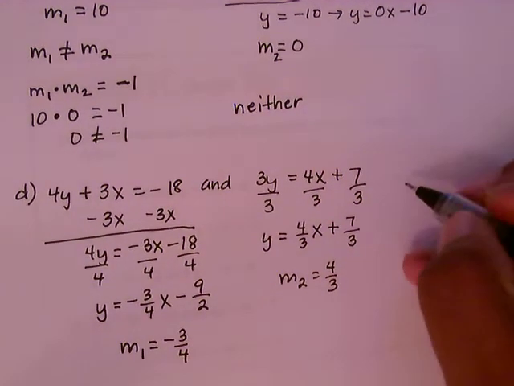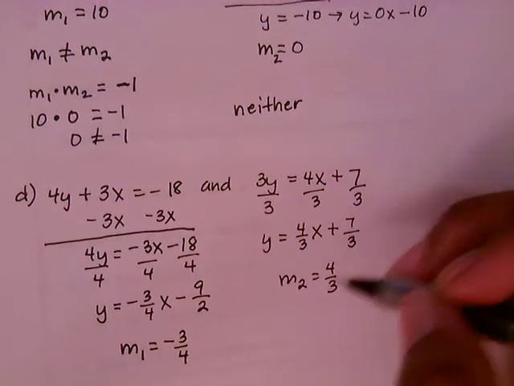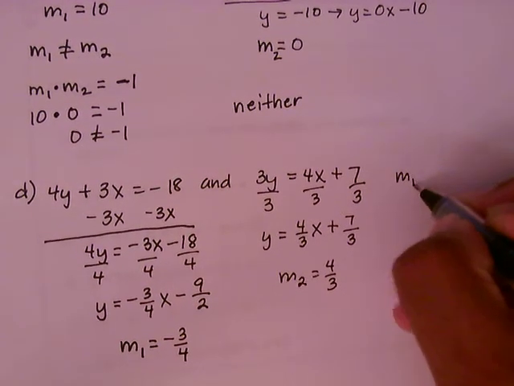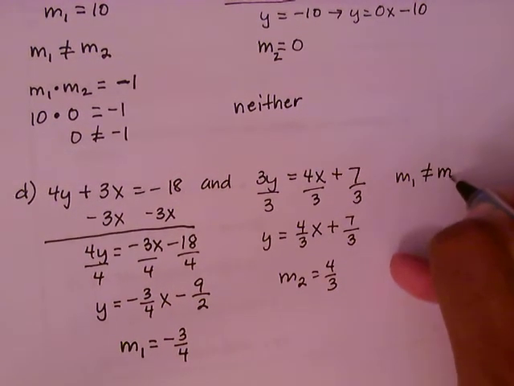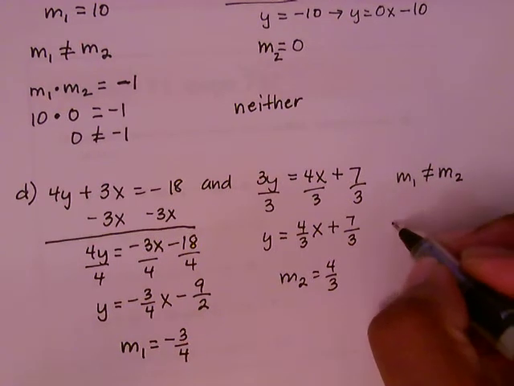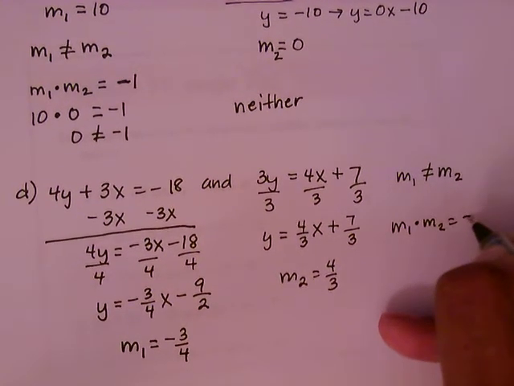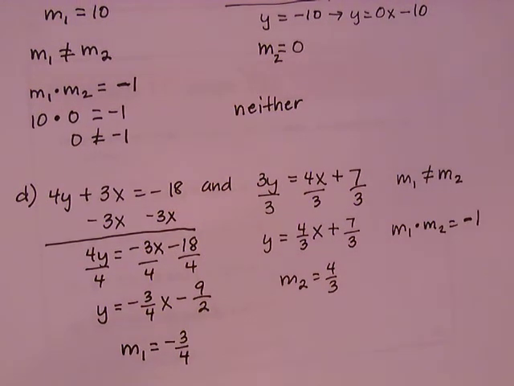Now, if we look at these slopes here for m1 and m2, they're not the same. So we know they're not going to be parallel. Now, if I do m1 times m2, that must equal -1. The product of the two slopes must equal -1 in order for it to be perpendicular.